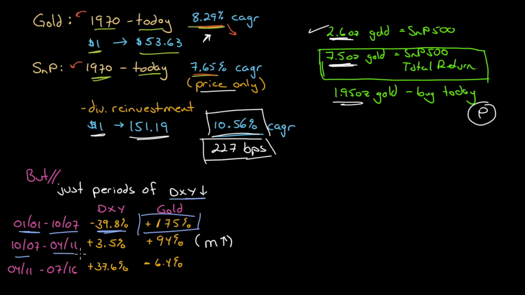From October 2007 to April 2011, the dollar index went sideways over those four years. It showed a meager increase of 3.5%. Gold showed a return of 94%. The money supply was hugely expanded over that period of time. And just to contrast it with the DXY dropping, let's look at a period of time where it increased. From April 2011 to July 2016, the DXY increased 37.6%. There, you see gold underperformed, and equities significantly outperformed gold over that period of time.